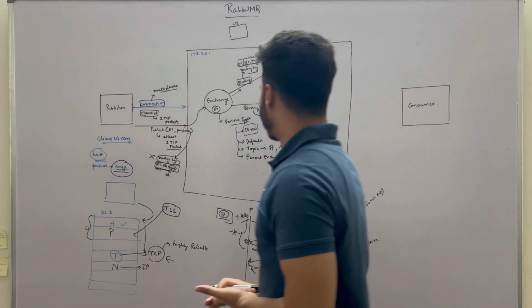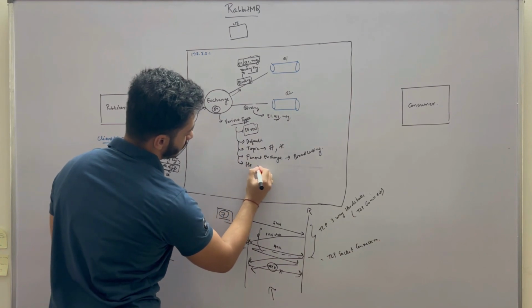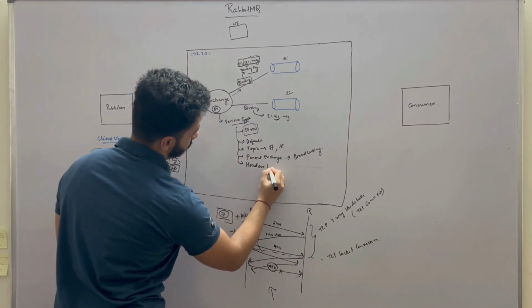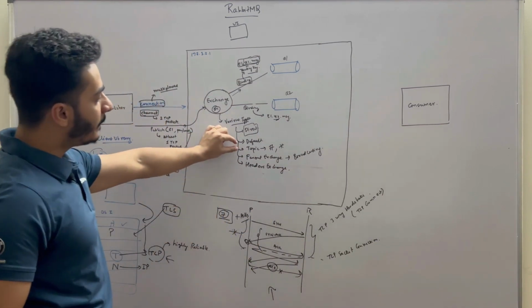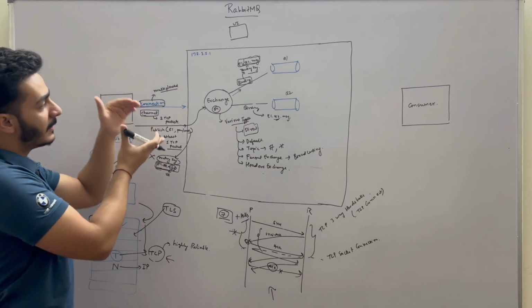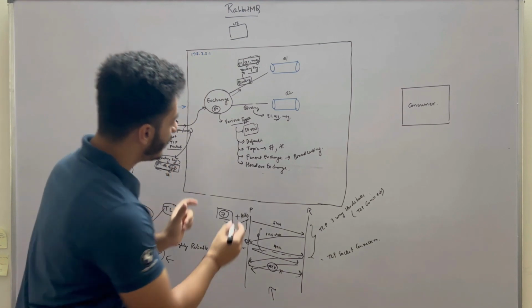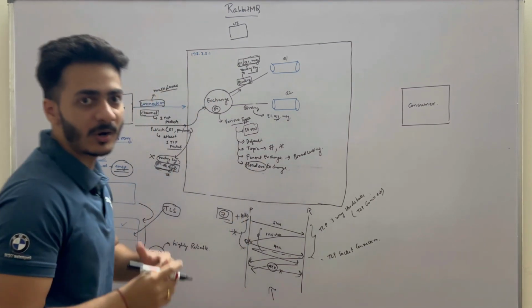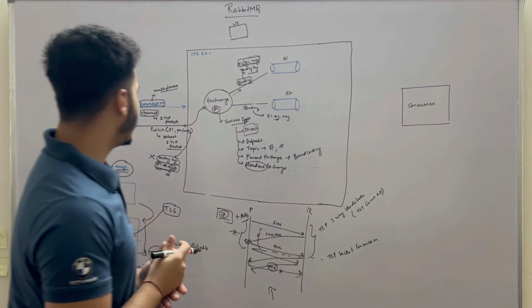Alright, now there is one more exchange that is called as headers exchange. In case of topic and direct exchange, we were using this routing key to route the message to specific queues. But now instead of this routing key, we will use headers to route the message. So let's take an example of that.